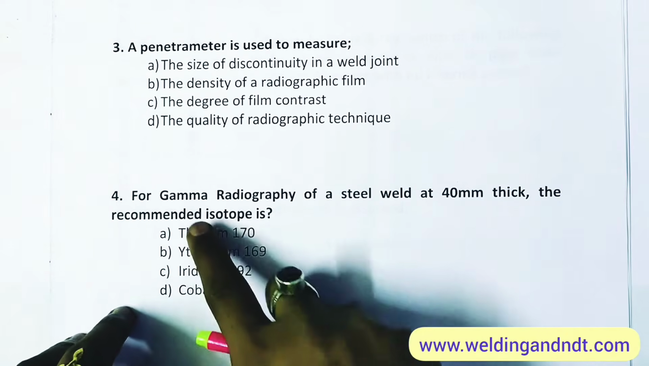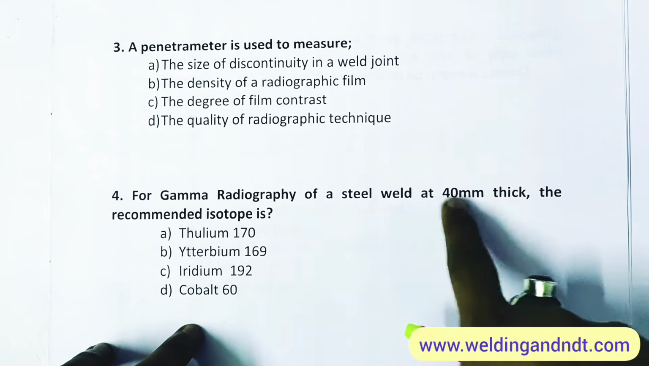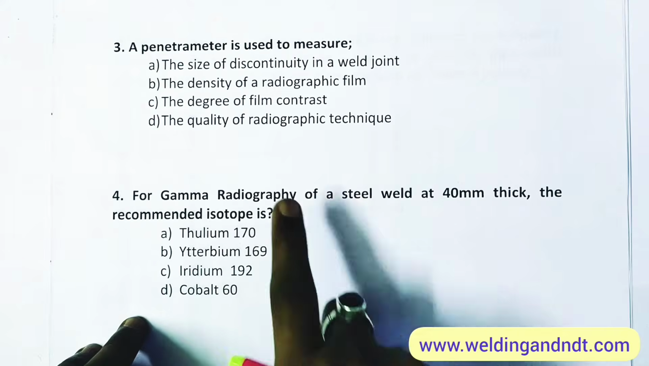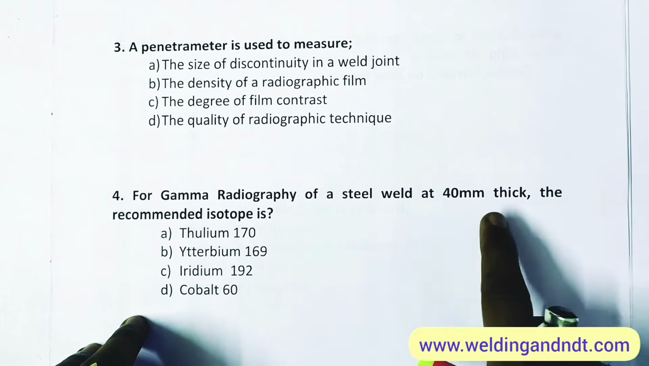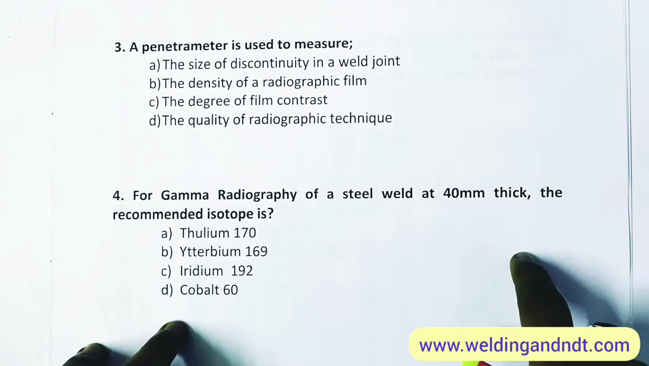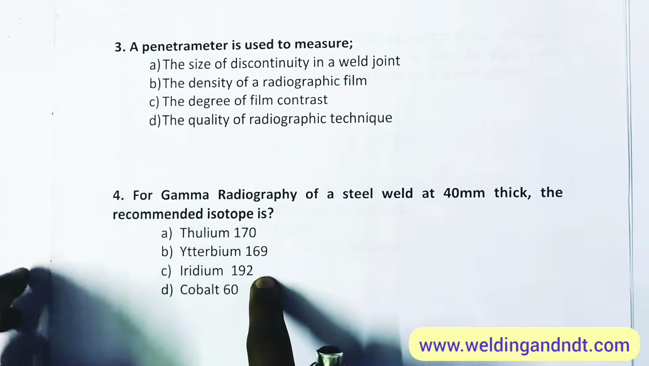Now next question. For gamma radiography of a steel weld at 40 mm thickness, the recommended isotope is. So I had explained the isotopes and applicable thickness range in the video lecture series, and it's nothing but iridium 192.